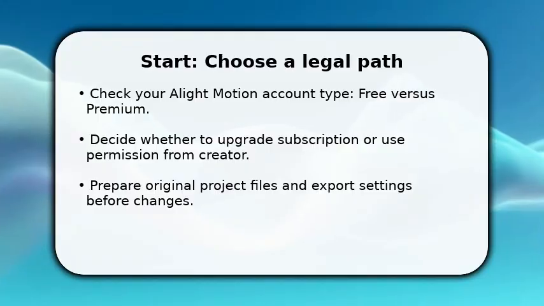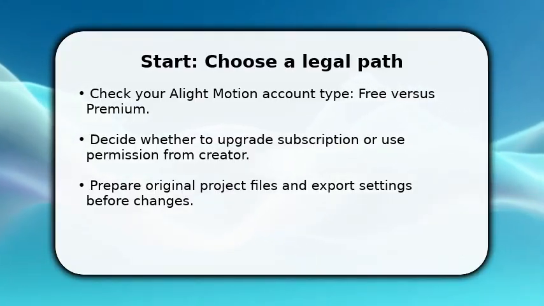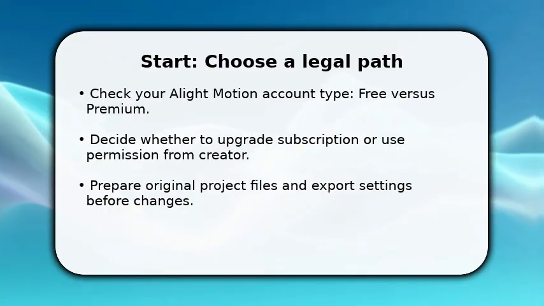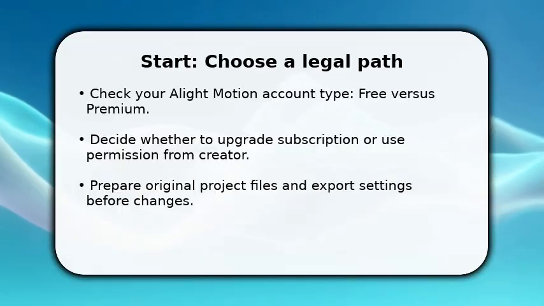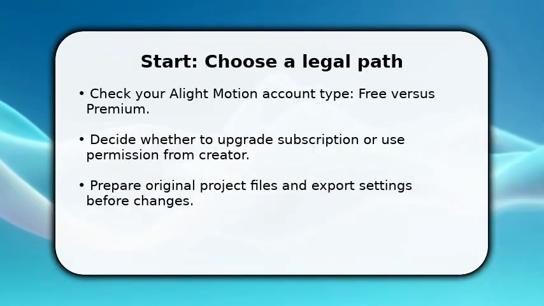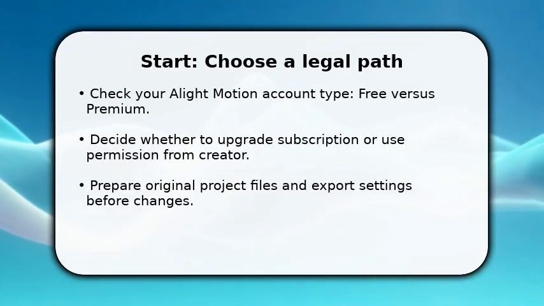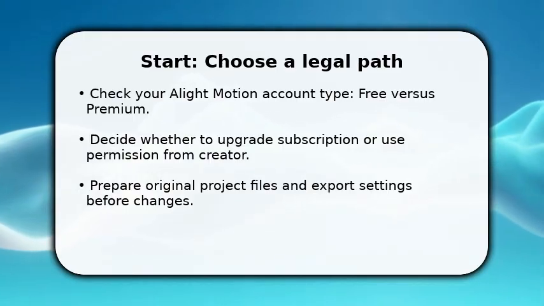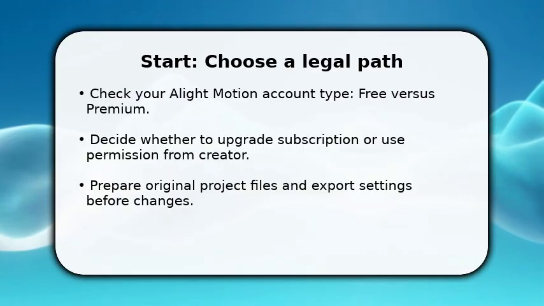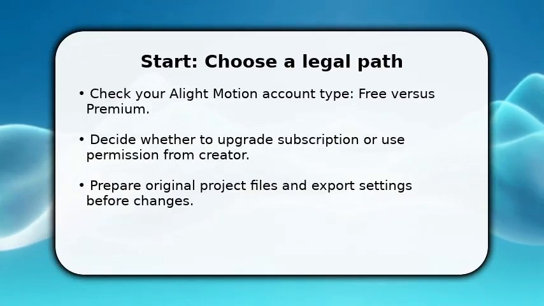You begin by choosing a legal path, upgrade to Alight Motion Premium, or obtain explicit permission from the content owner. Once decided, make sure your project files are organized and named consistently so exports are clean. You should also review export settings to confirm resolution, frame rate, and codec before proceeding. This avoids repeated exports. If you plan to share publicly, document permissions to avoid disputes.